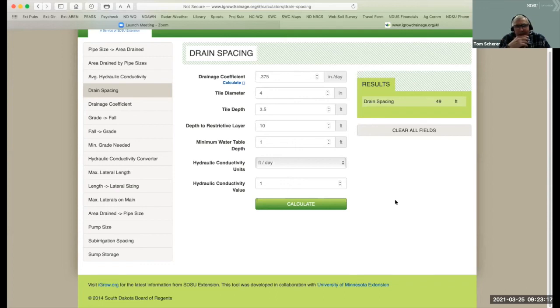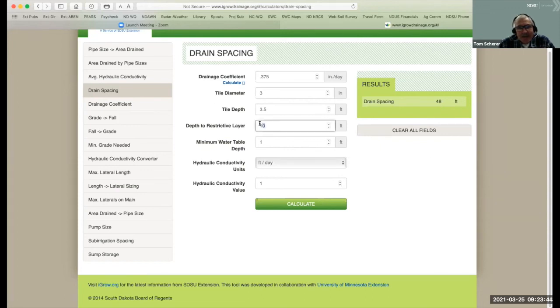It's very handy. You can change these values. If I went to three-inch tile, it would be 48 feet. Excuse me. You can see it doesn't make a lot of difference.